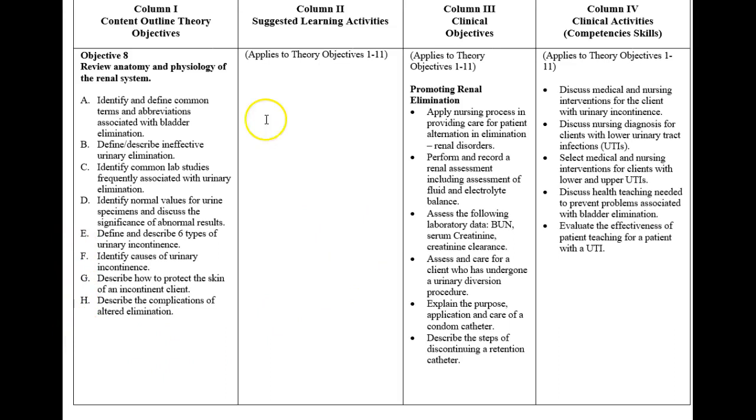Make sure that you understand it and you're able to verbalize it. Look at your clinical objectives and what you should be doing at the bedside. Okay, but I want you to make sure you focus on all of these. And I won't read them off to you one by one, but I want you to make sure you focus on these. Okay, look at this. Define and describe 6 types of urinary incontinence. You will find that in your chapter readings.